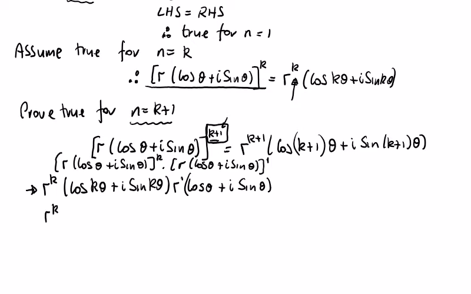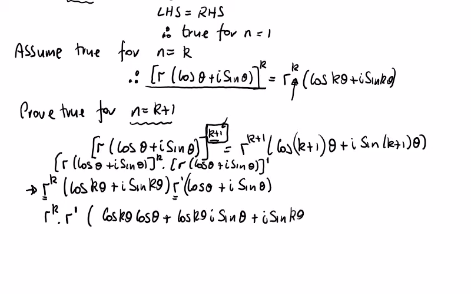We have r to the power of k times r to the power of 1, these two, and we have the brackets multiplied, so we have cos k theta by cos theta, the first by the first, plus cos k theta by i sin theta. And then we have plus i sin k theta by the cos of theta, and then we have this plus i by this plus i, so we're going to have plus i squared, which is minus 1, so minus sin k theta sin theta.